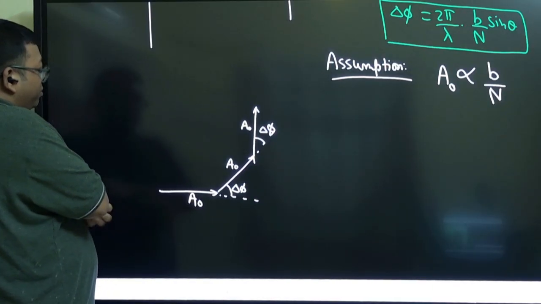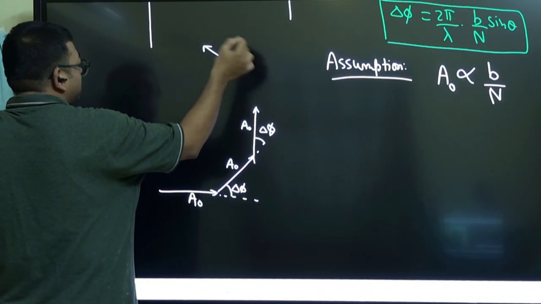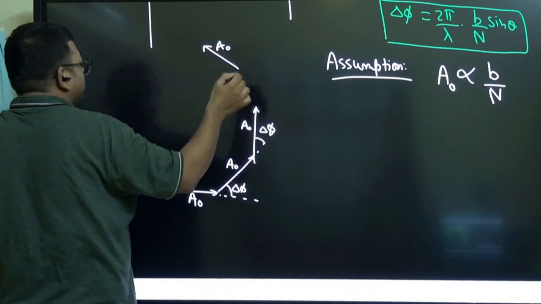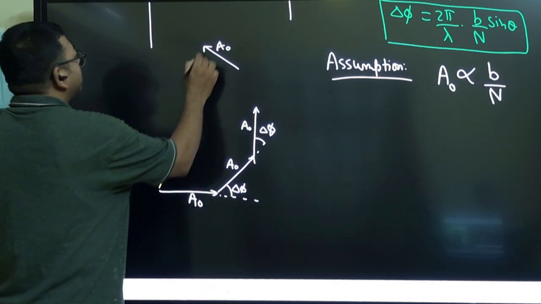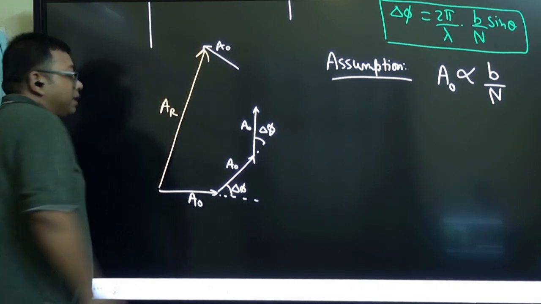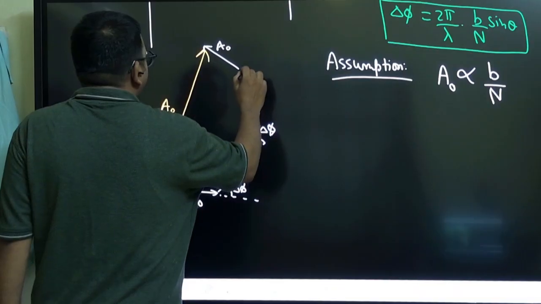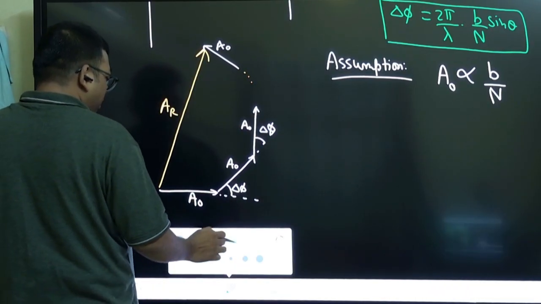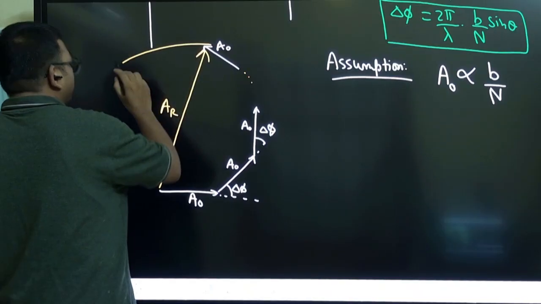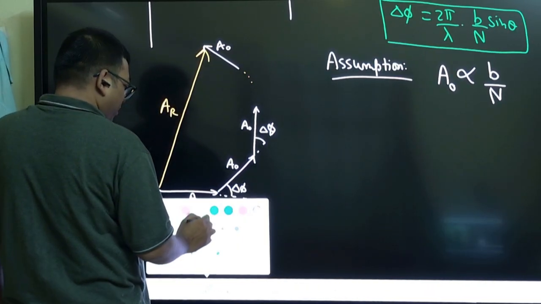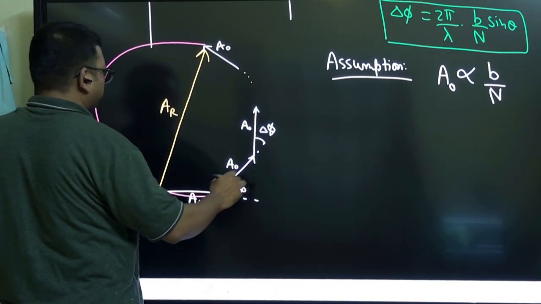We want to add all these, and the last one is also A naught. When you add them, it will be like the polygon law. This will be the resultant. I have not shown all of them, but you can do dot dot dot. One important thing is that all of this is going to lie on a circle by symmetry. So the addition can be done by understanding that they lie on a very large circle like this.